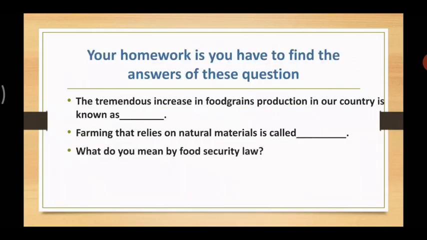Okay, let's move forward. That's your homework. The first question is: the tremendous increase in food grain production in our country is known as dash. Next is: farming that relies on natural materials is called dash. And the next is: what do you mean by food security law?